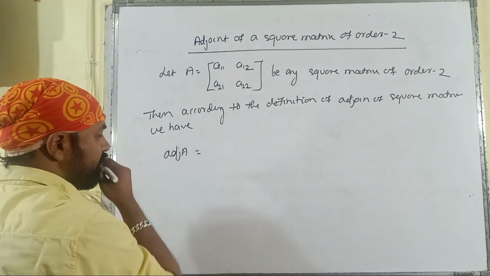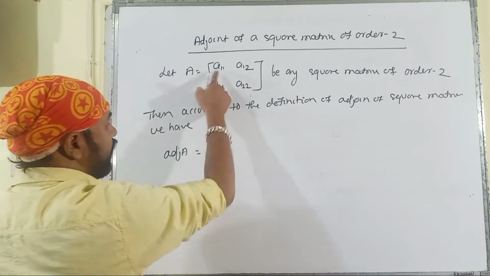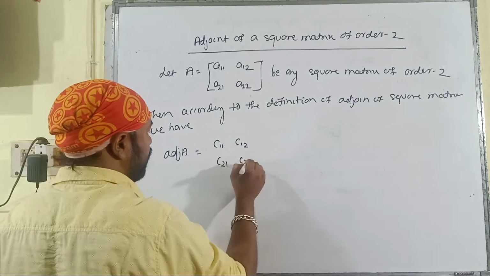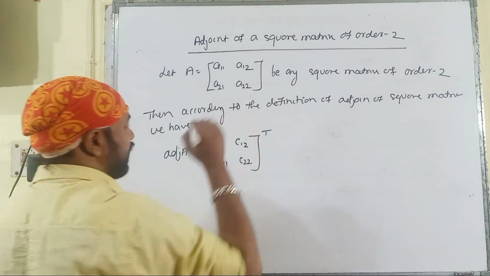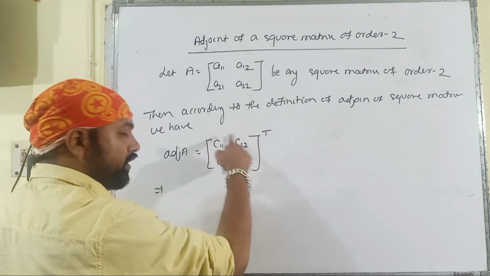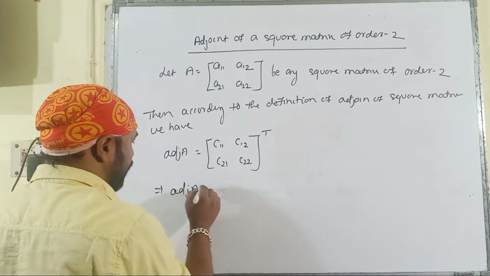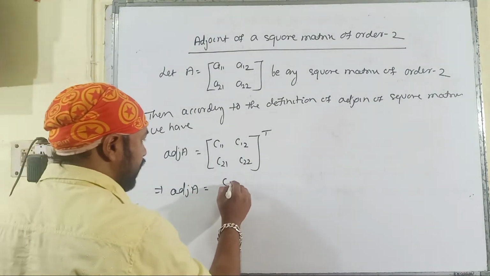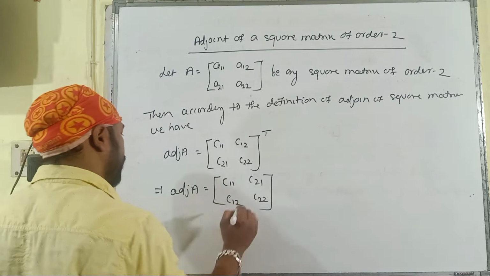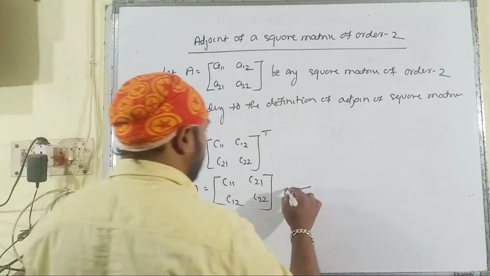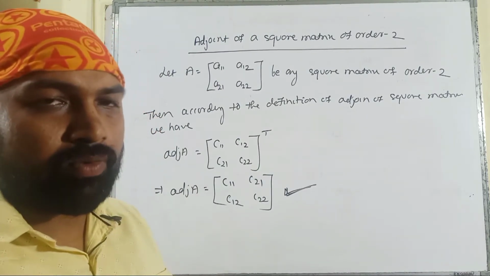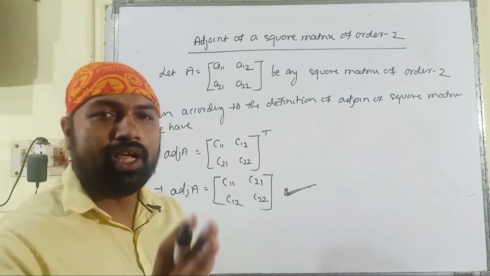adjoint of A is defined as the cofactor of A11, that is C11, then cofactor of A12, it is C12, similarly C21 and C22. And we have to find out the transpose of these cofactors. Then the transpose of the matrix containing the cofactors. So adjoint of A is defined as, it will be C11, C21, C12, C22. And this is the required solution for the adjoint of a square matrix of order 2. Then let us discuss a problem which is based upon the adjoint of a square matrix of order 2.